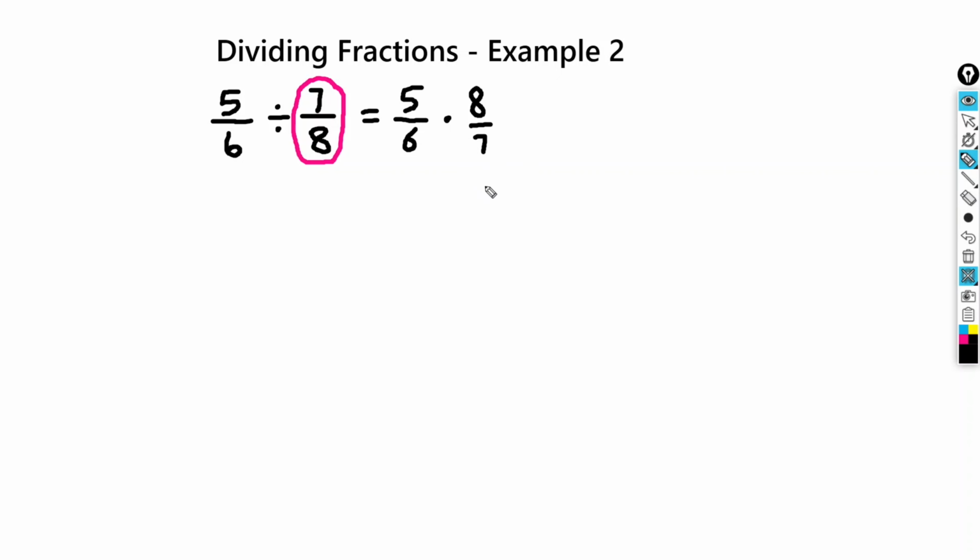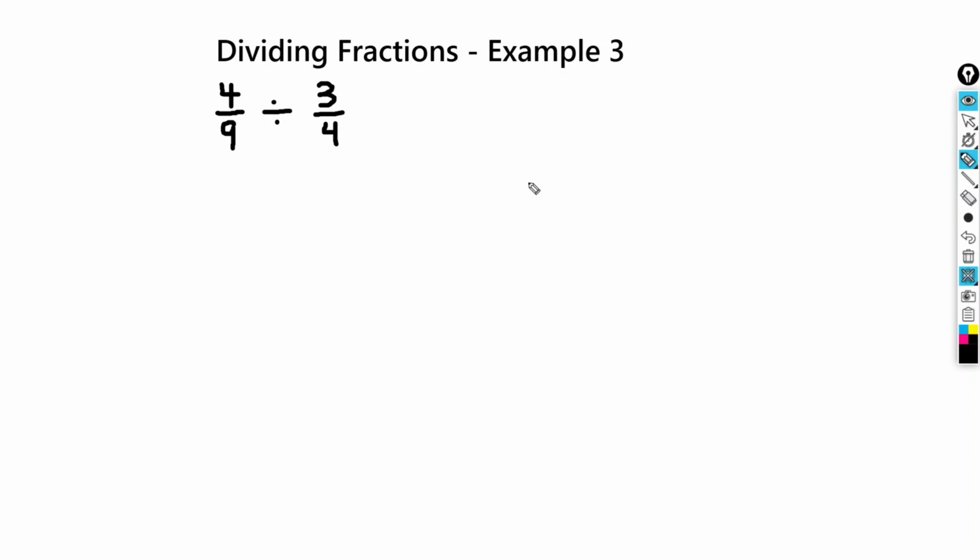Okay, and I can simplify this before we multiply across. I see that 6 and 8 are both divisible by 2. So 6 divided by 2 is 3, and 8 divided by 2 is 4. Now we can multiply across. 5 times 4 is 20, over 3 times 7, which is 21. And so our solution to 5/6 divided by 7/8 is 20/21, or 20 over 21.